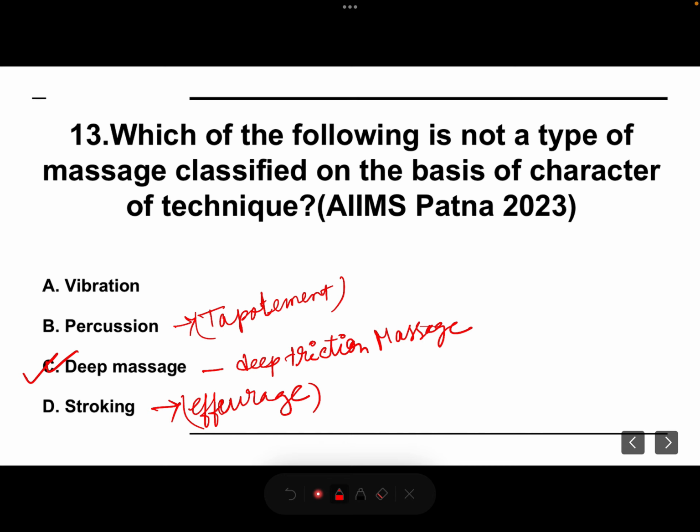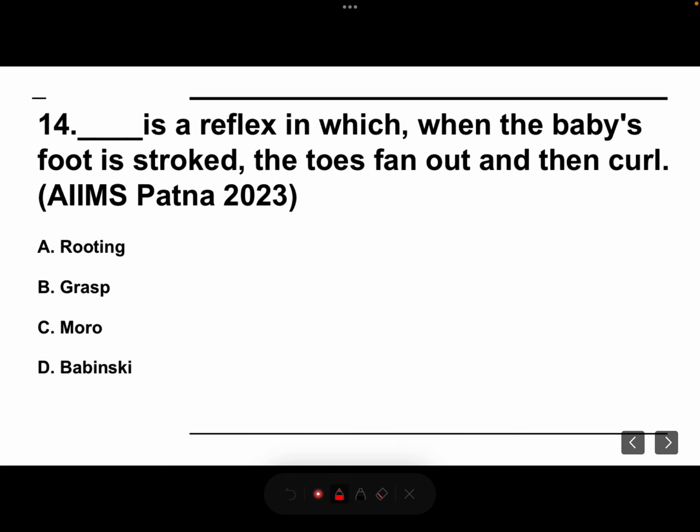Next, come to question number 14. Dash is a reflex in which, when the baby's foot is stroked, the toes fan out and then curl. Option A, rooting. Option B, grasp. Option C, Moro. And option D, Babinski. It's a very easy question. The answer is option D, Babinski. Normal below 2 years.